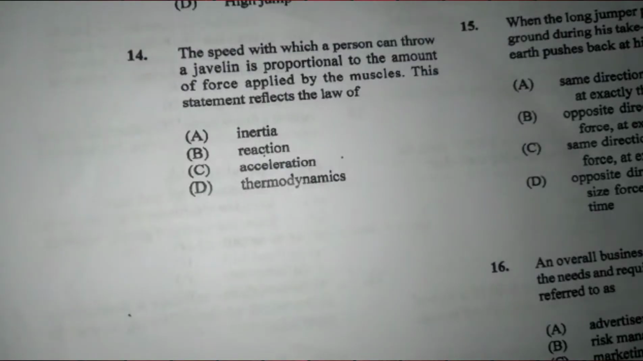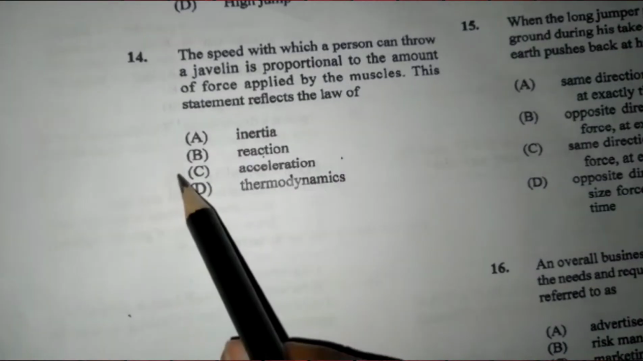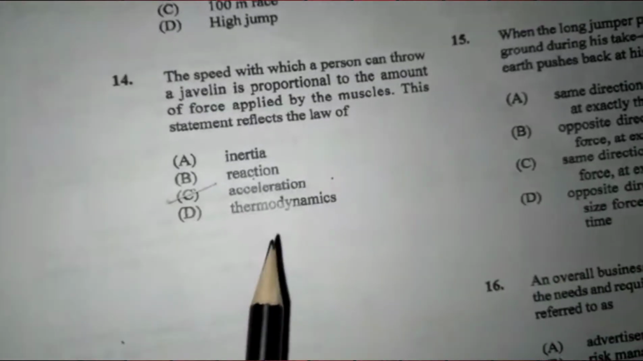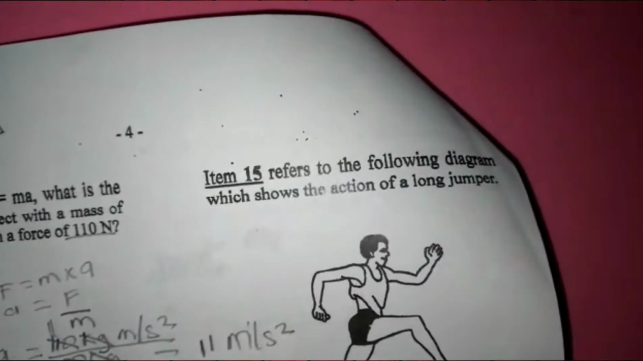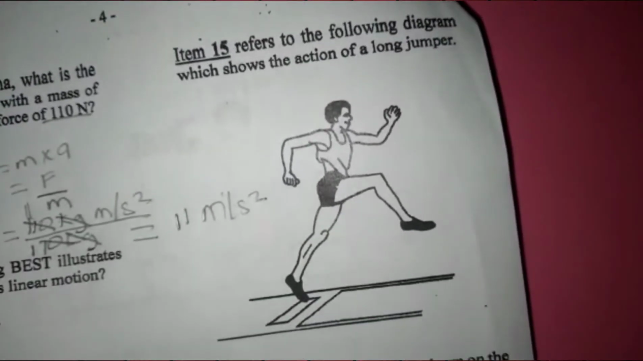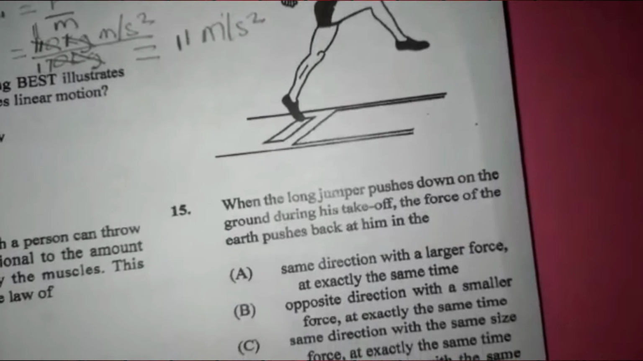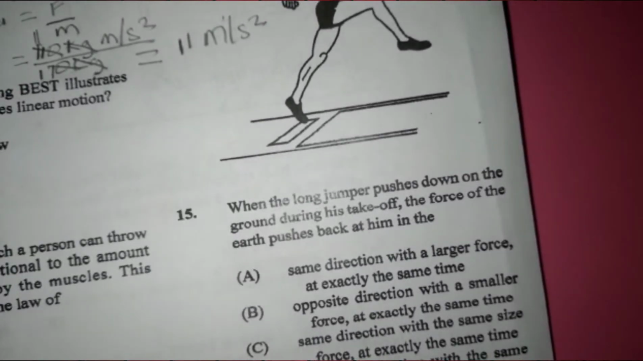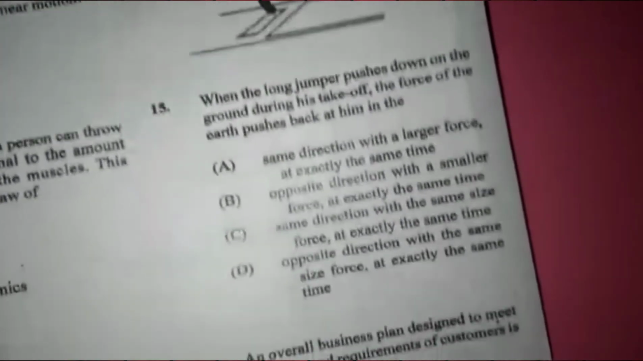Alright, next. The speed with which a person can throw a javelin is proportional to the amount of force applied by the muscles. This statement reflects the law of, and the answer here is C. Alright, moving along. Item 15 refers to the following diagram, which shows the action of a long jumper. When the long jumper pushes down on the ground during the takeoff, the force of the earth pushes back at him. And the answer here is D.